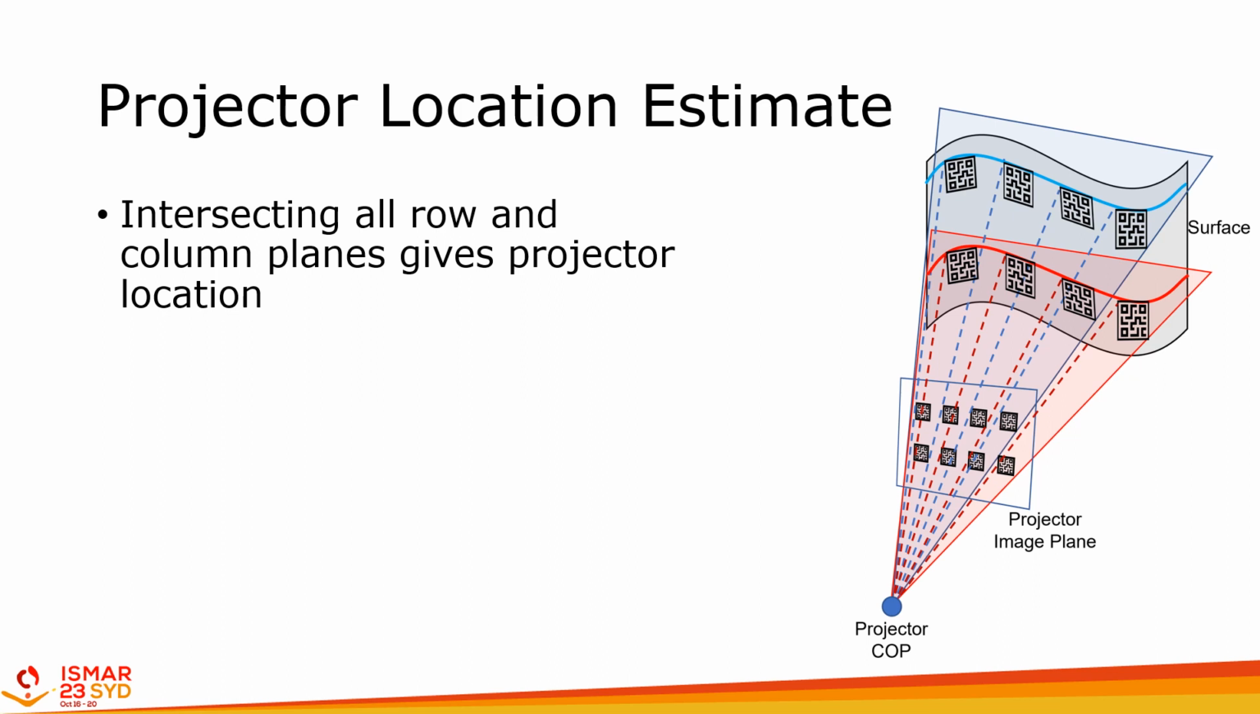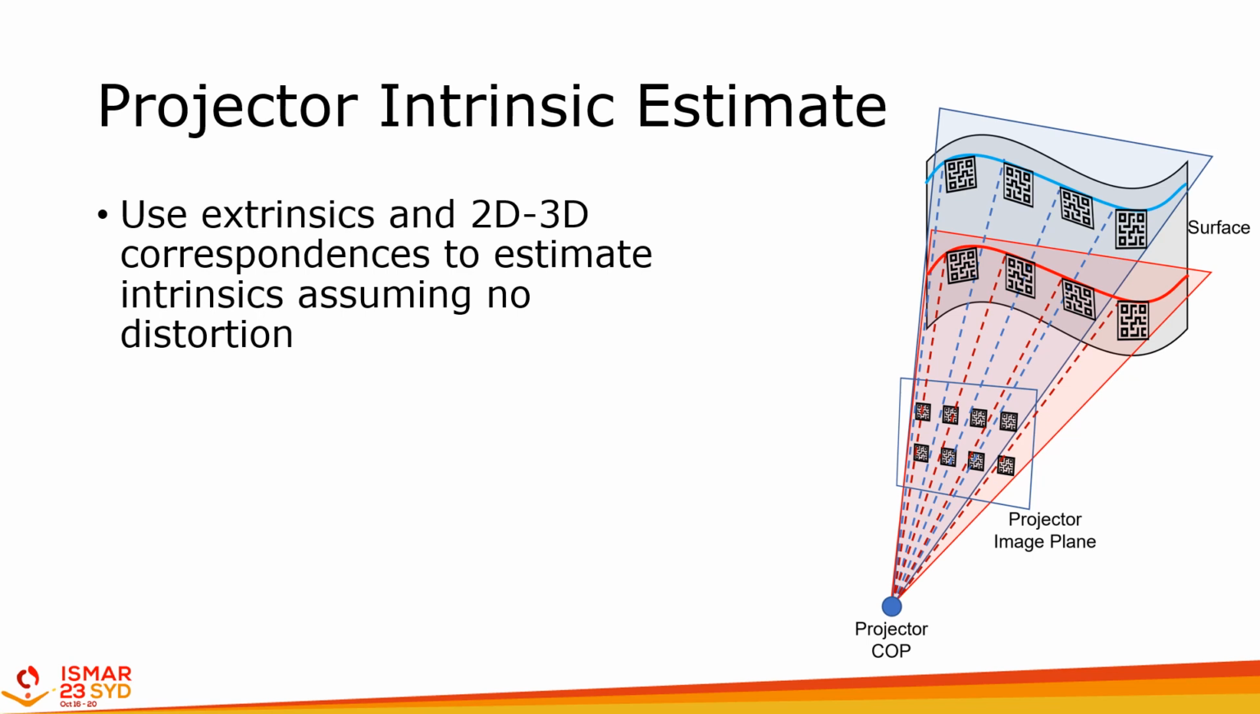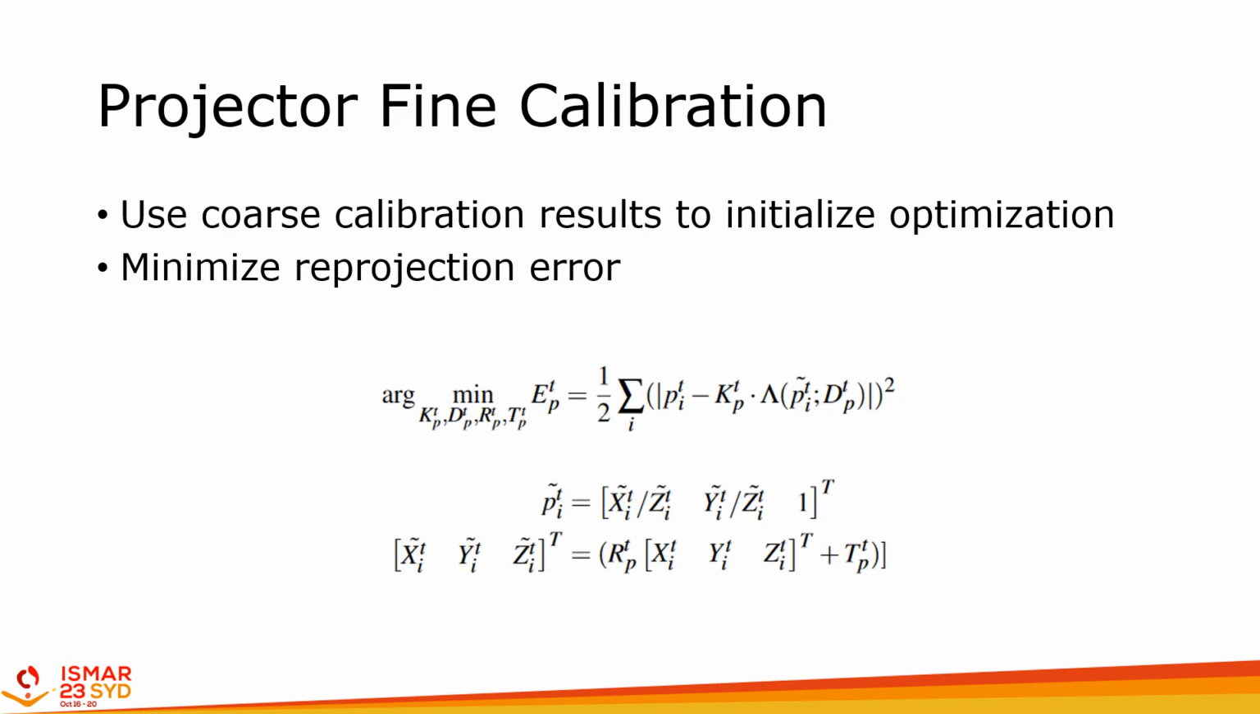Intersecting all the planes, the row planes and the column planes, gives us the projector location. And now this gives us a rough estimate of the projector pose. Using that and the 2D to 3D correspondences, we can compute a rough estimate of the projector intrinsic matrix, assuming no distortion. So finally, we feed the results of the coarse calibration to the optimization that aims to minimize the reprojection error.